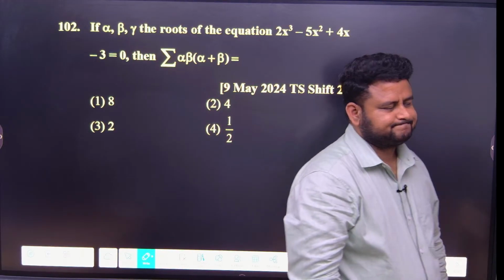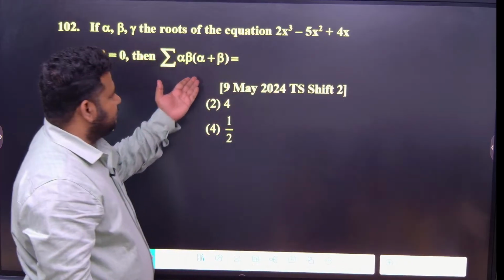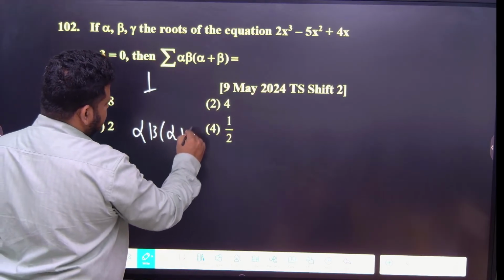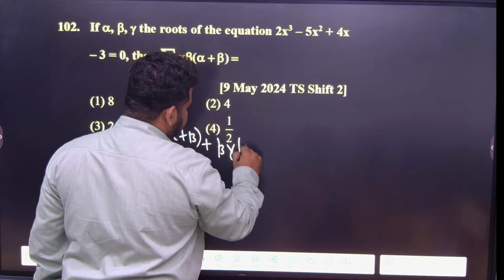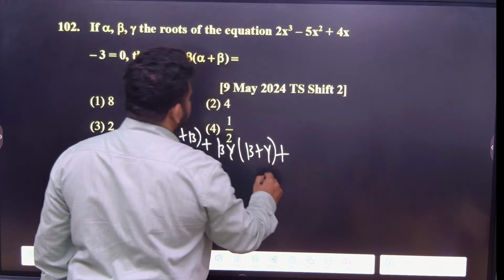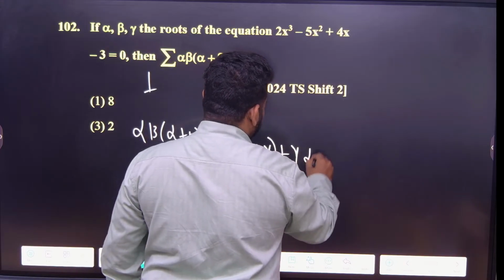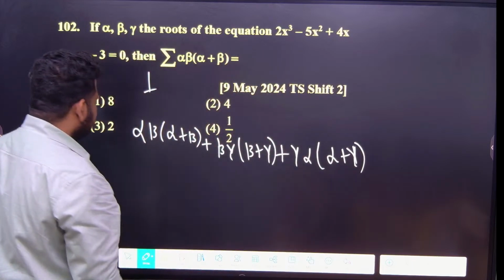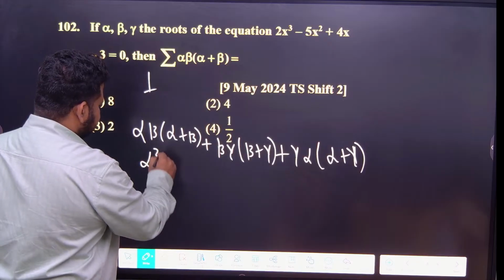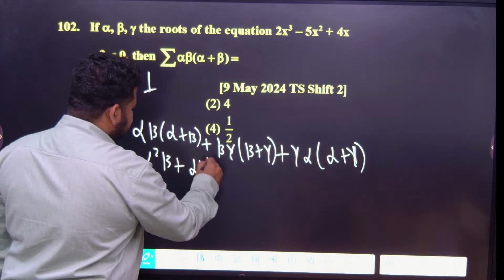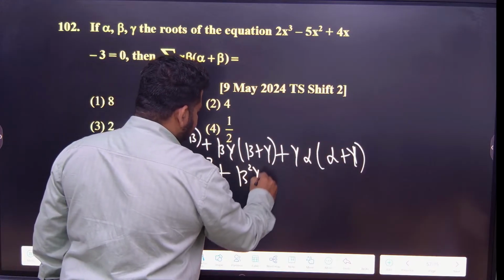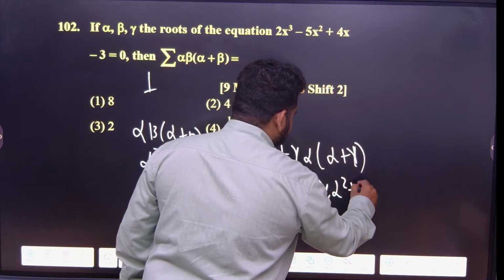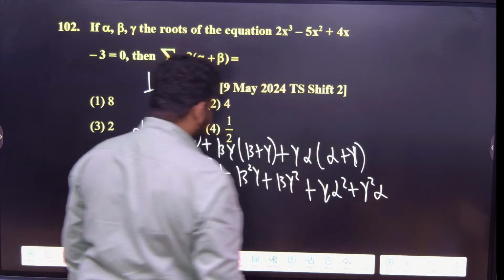So what do you mean by this? Summation of alpha beta into alpha plus beta. What does it mean? It means alpha beta into alpha plus beta plus beta gamma into beta plus gamma plus gamma alpha into alpha plus gamma. Correct na? This is what we have to find. Now if I multiply this, what I will get? Alpha square beta plus alpha beta square, then beta square gamma plus beta gamma square, then gamma square alpha plus gamma alpha square.